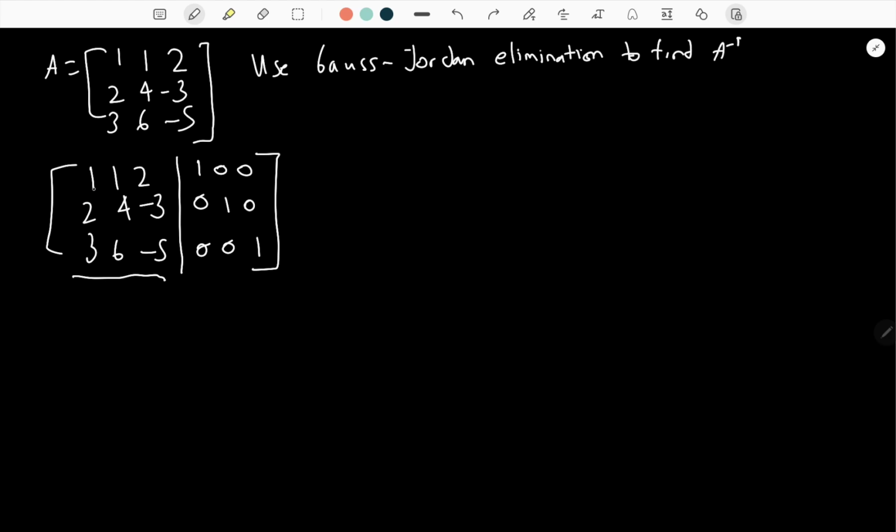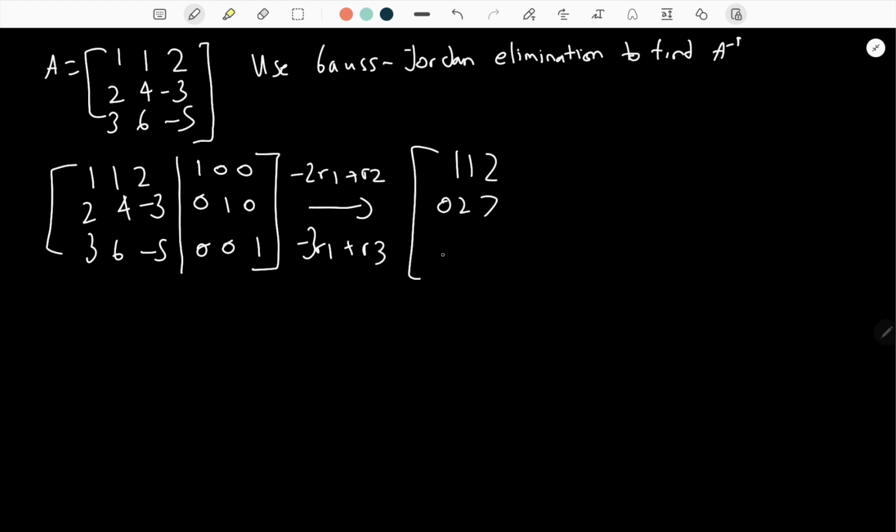First step would be to use the first row to get rid of the second row's 2 and this 3 here. So we need to do minus 2r1 plus r2, and then also minus 3r1 plus r3 to get rid of this 3 here. And if you don't know how to find the RREF, you can check my other video. I explained it very thoroughly there. And we get the answer: the first row stays the same, second row becomes 0, 2, 7, third row is 0, 3, negative 11. So you have to be very careful here, because this is very prone to silly mistakes. And I have a negative 7 here, sorry. So here is going to be 1, 0, 0, and then negative 2, 1, 0, and then negative 3, 0, 1.